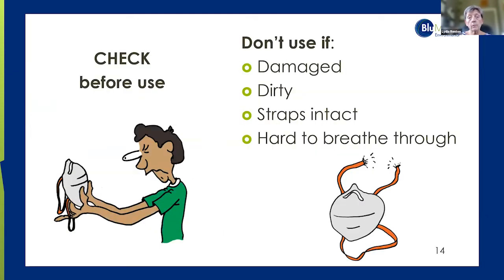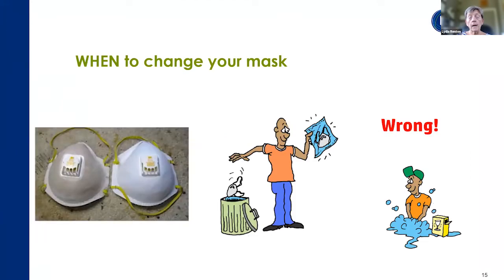So you need to check your respirator before use. Don't use it if the straps are broken or pulled off, if it's damaged, dirty, or if it's hard to breathe through. Get a new one. Changing your mask: again, if it's dirty, throw it away. These types of disposable respirators are not meant to be washed.